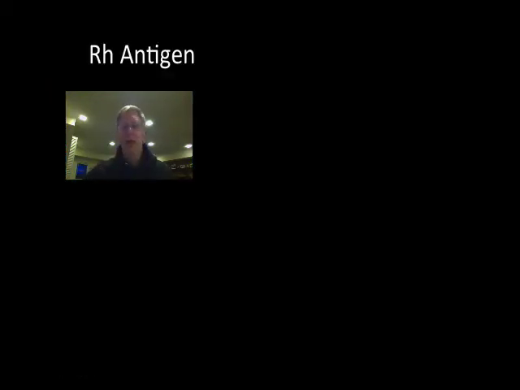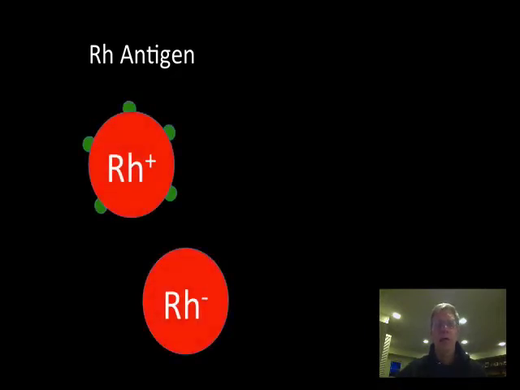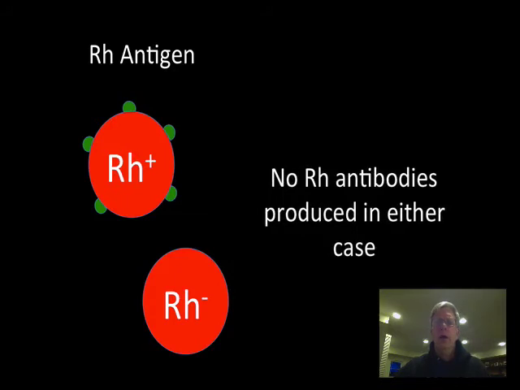Alright, the second type of antigen that can be on red blood cells is the Rh antigen. And in this case, you either have the Rh antigen or you don't. If you do have it, you're Rh positive. If you don't, you're Rh negative. Now, unlike the ABO system, there are no antibodies produced by our bodies in either case. You would think that in this situation antibodies would be produced, but in the Rh system, for some reason, antibodies are not produced in either case.